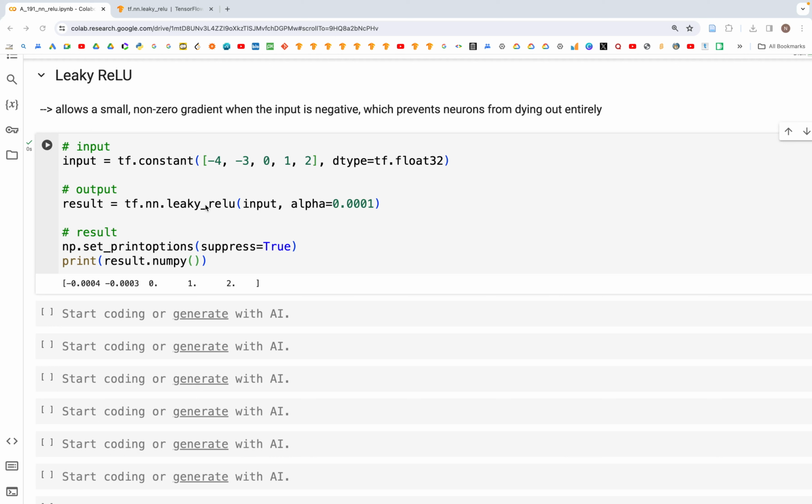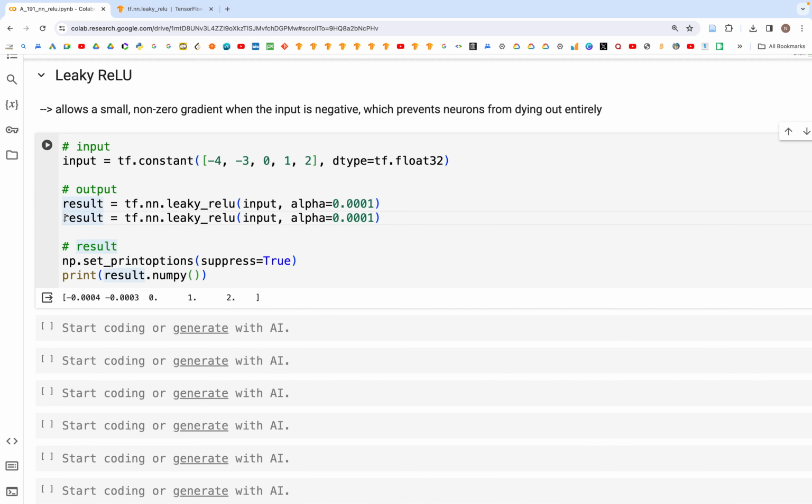So here, let's say if we were to use ReLU, let's look at the output first with just ReLU. And ReLU would not have this alpha parameter. So the output, we can see that the 3 and -3 and -4 are converted to zeros.